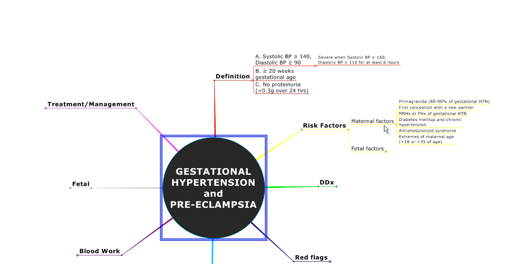The fetal risk factors that contribute to gestational hypertension include intrauterine growth restriction, polyhydramnios, multiple gestations, and fetal hydrops. Some people suspect that the abnormal trophoblast invasion is an immune-mediated process where there's an immunological intolerance between the maternal and fetal DNA. This would help explain the increased prevalence of gestational hypertension in primigravida and first conceptions with a new partner.